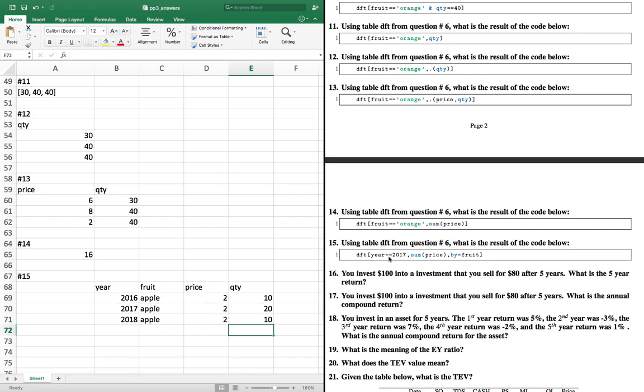Now we're going to do the other two parts. Where year equals 2017, boom. Year equals 2017, we're just looking at this row. The other two rows, they're out. For this row, 2017, take the sum of price. Well, there's only one value. It's going to be 2. So the answer comes back as 2.